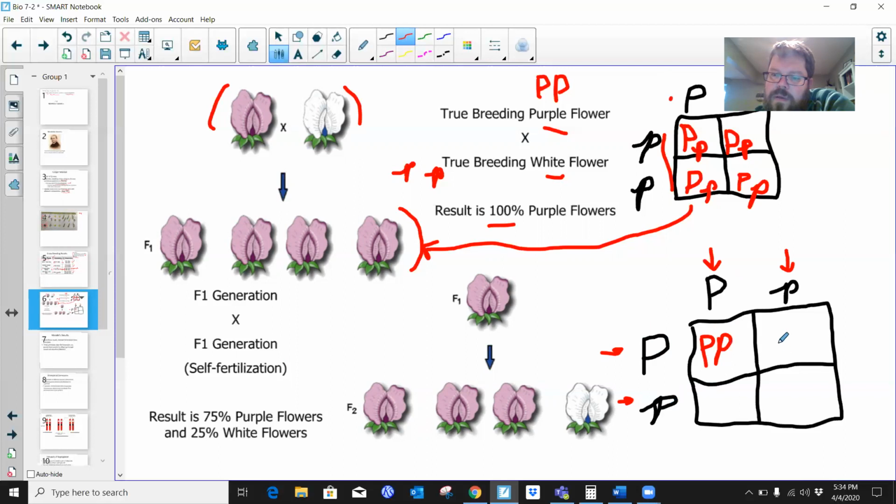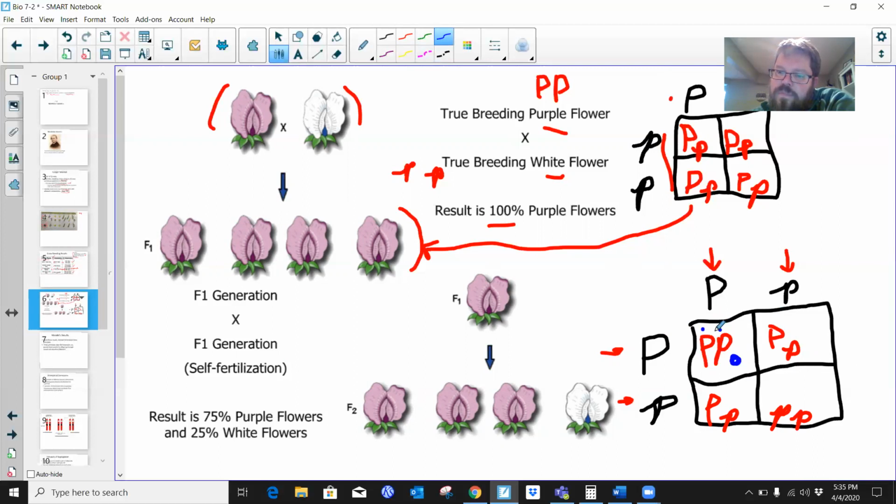Capital P, capital P, capital P, lowercase p, capital P, lowercase p, and lowercase p, lowercase p. So we use the capital letters for dominant forms of the allele. We use lowercase letters for recessive forms of the allele. What do we have here? We have this thing called the heterozygous dominant form, which has two copies of the dominant allele. Purple dominates over white, so therefore this one would be purple. Okay.